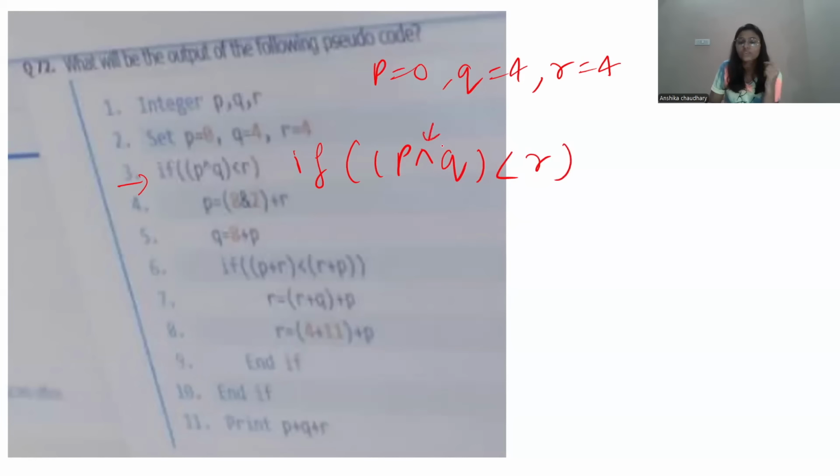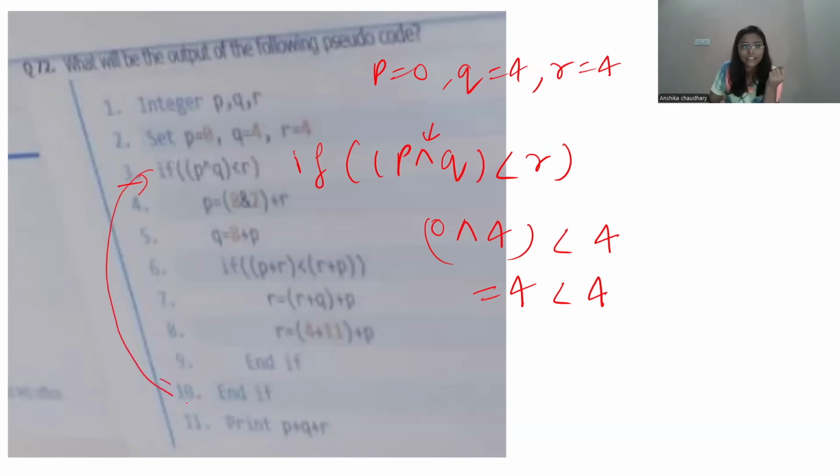This is XOR, a bitwise operator. Bitwise operator means we need to convert digits into binary first, then we take the XOR of these. Let's understand this. If P XOR Q, what is the value of P? It is 0. XOR Q is 4, is less than R. R value is 4. Whenever we take the XOR of 0 with any value, the answer will be that value. So the answer will be 4. 4 is less than 4, so this condition is going to be false.